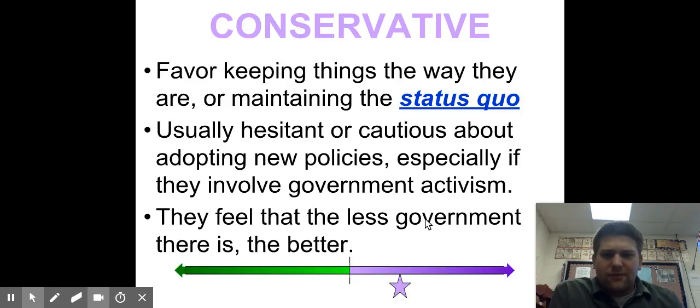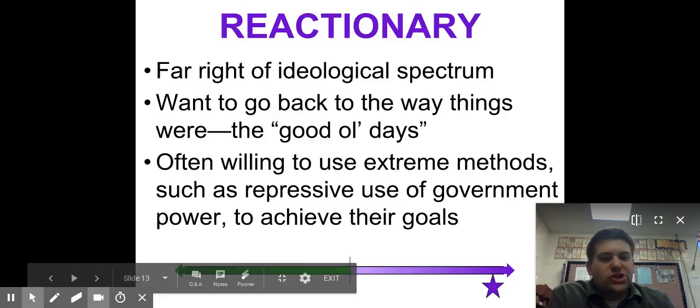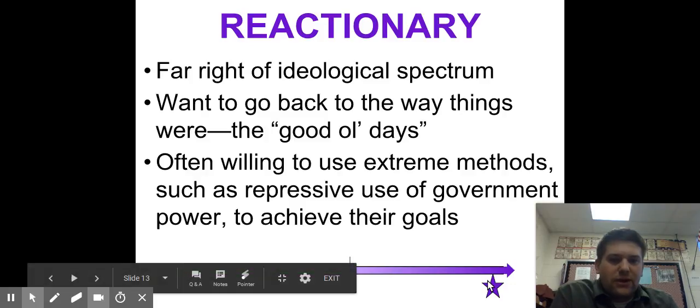They kind of believe in a free market. Don't get government involved in minimum wage, for example. Let the free market decide that. If a company pays their employees very poorly, people won't want to work there, and that company will fail. And that's kind of what the conservatives say: we can set a minimum wage through the free market. And finally, we have the reactionary, otherwise known as a radical conservative.